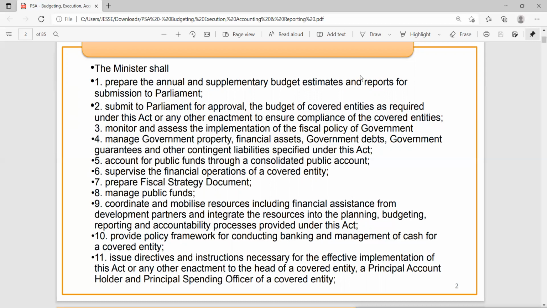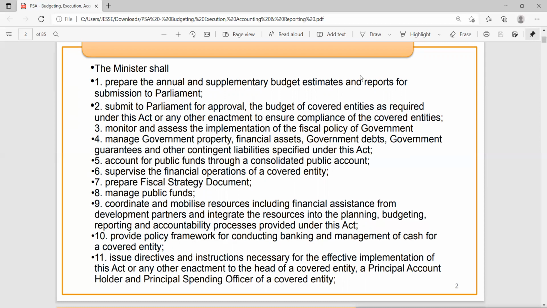The finance minister is responsible for things around getting financial assistance from development partners and being able to manage and integrate these resources wisely by planning, budgeting, reporting, and proper accounting, etc. So the finance minister is a coordinator and a mobilizer of resources. And that's why you sometimes see the finance minister go out to source for resources of financial assistance from all kinds of development agencies.